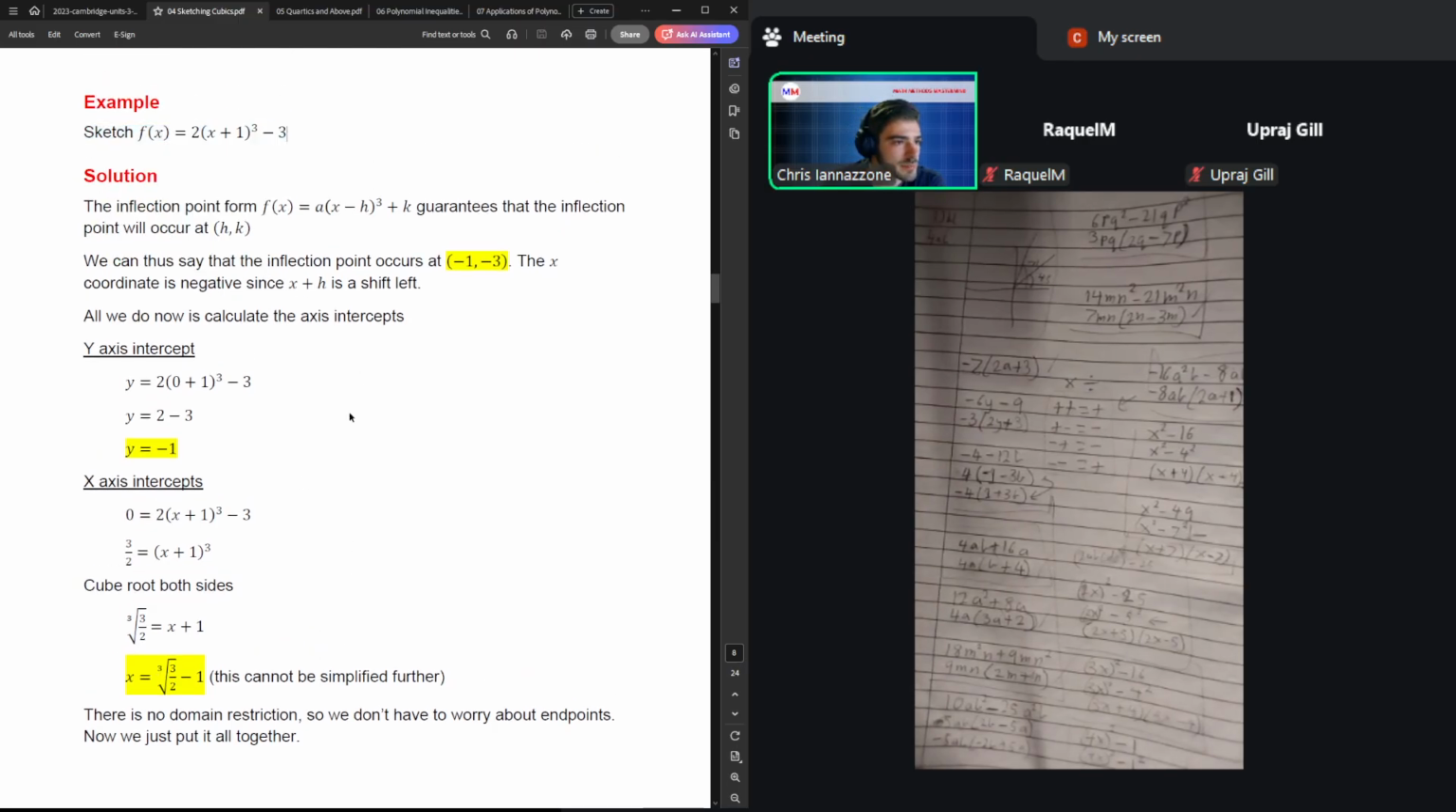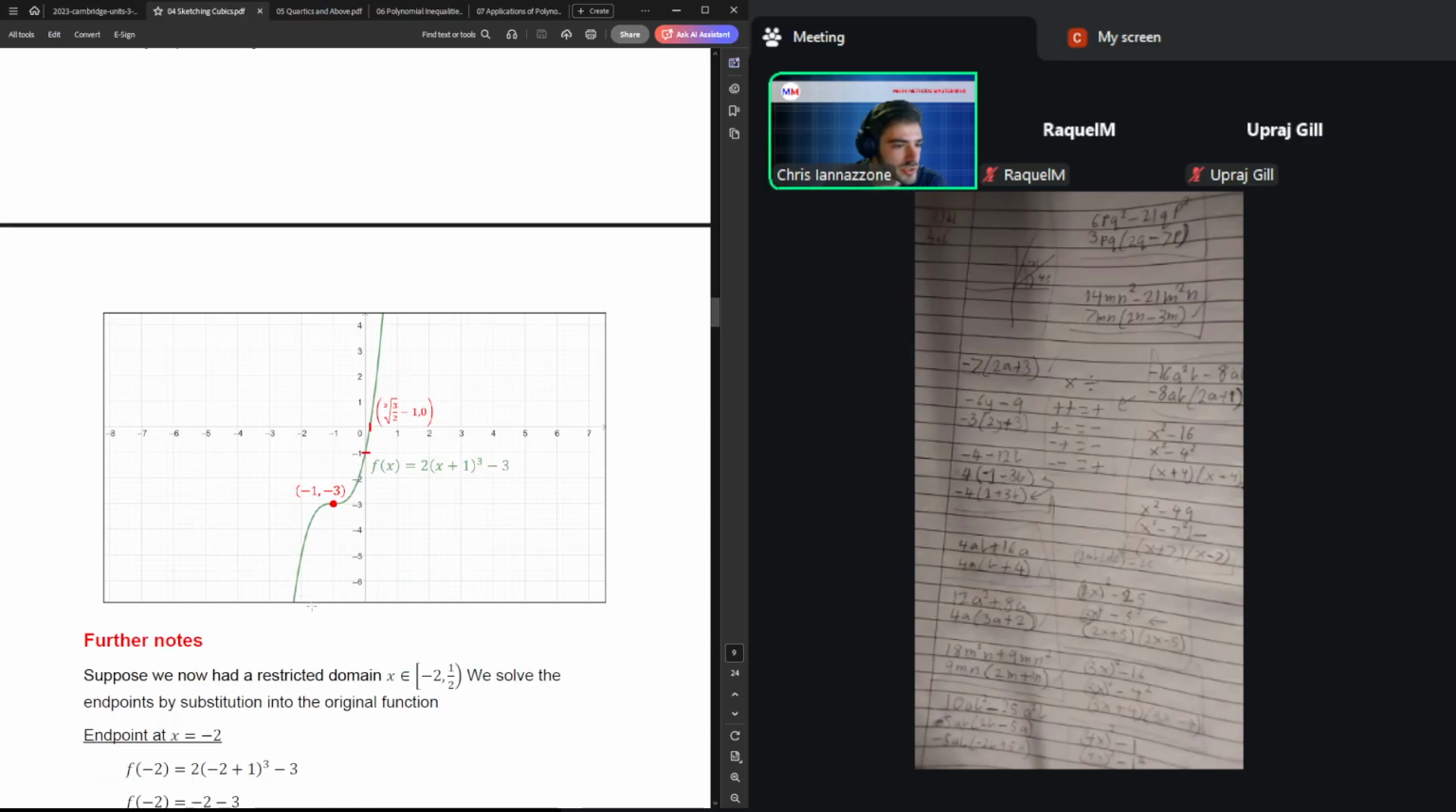This was a bit of a simpler example. There is no domain restriction, so we're just going to put it all together. You can see the x-intercept, you can see the y-intercept, and the inflection point.